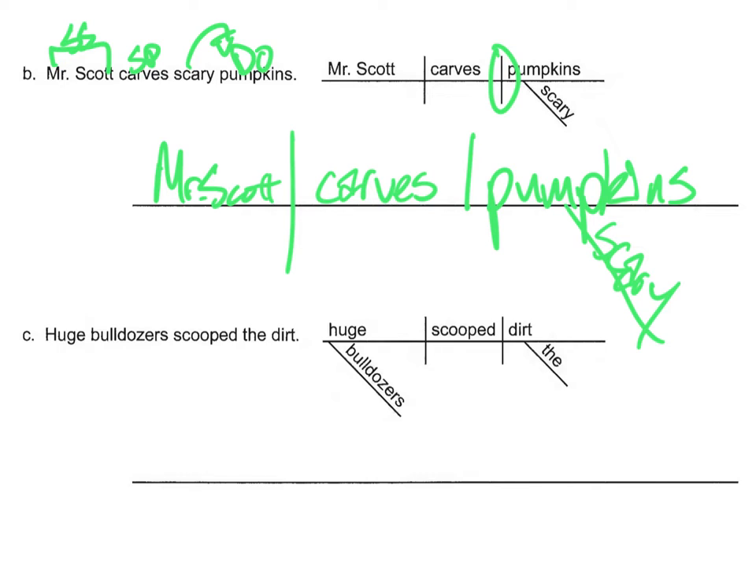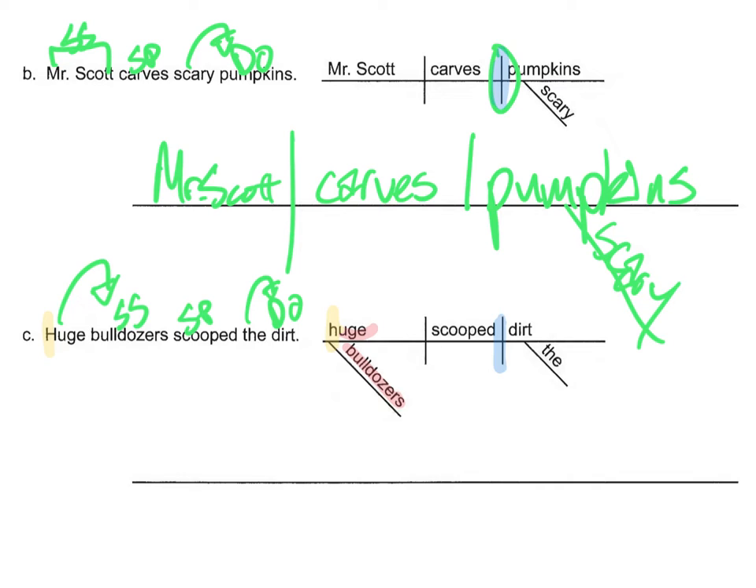Huge bulldozers scooped the dirt. Who or what is this about? Well, it's about bulldozers. What did they do? They scooped. What did they scoop? Dirt. Which dirt? The dirt. What bulldozers? Huge ones. So again, there are several things wrong with this diagram. First thing is they flip-flopped the simple subject and its modifier. So those two words need to be flip-flopped. Next, this line right here is messed up just like it was up above. So that needs to be a half line. And then the last thing sometimes is overlooked, but this is also an issue. Huge starts the sentence, so this needs to be capitalized.